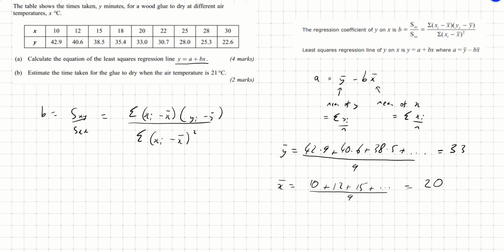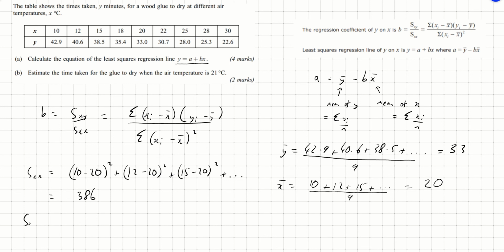Now we have to work out sxy and sxx. Well, sxx: for each value of xi, so 10, 12, we're going to take away x bar and then square it. So we're going to do 10 minus 20, so 10 minus x bar, and then squared. We're going to add that to 12 minus 20 squared and add it to 15 minus 20 squared. So what we're doing is the sum of the xi minus x bar, squared. This is an even longer calculation. If you do this carefully, you get 386. Again, your calculator can do it more quickly in stats mode and just give you that answer directly.